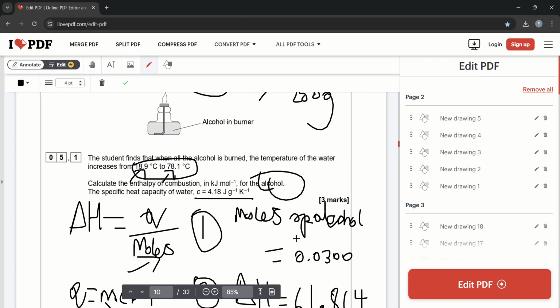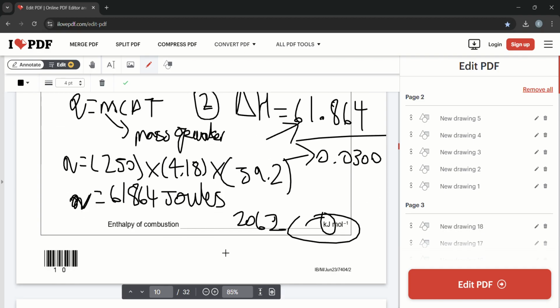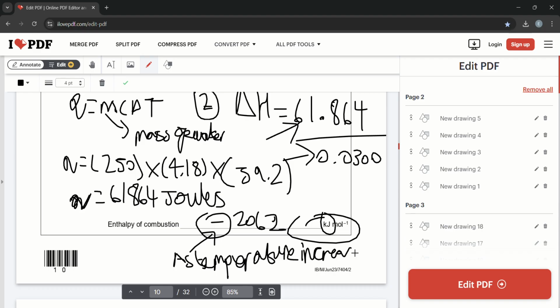Now that is not the final answer, because the question tells me quite clearly that the temperature of the water increases from 18.9 degrees Celsius to 78.1 degrees Celsius. Therefore, we need to add a negative sign, and we could also say why: as temperature increases, the reaction is exothermic, and if it's exothermic, we need a negative sign.